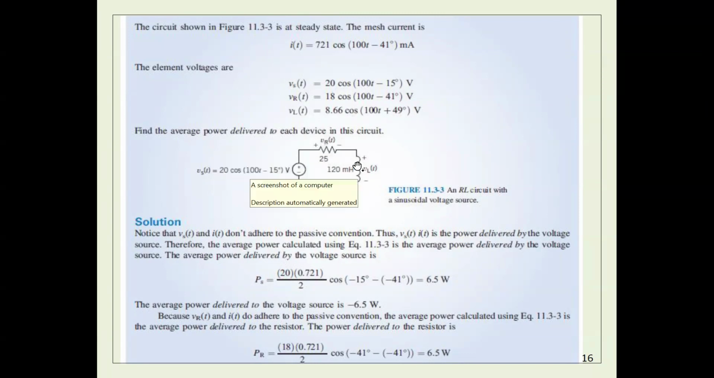So the current is given to me, and I have VS, the voltage here, here, and here. Then I'm asking you to give me the average power. I want to calculate the average power of each element. So what is the average power here?